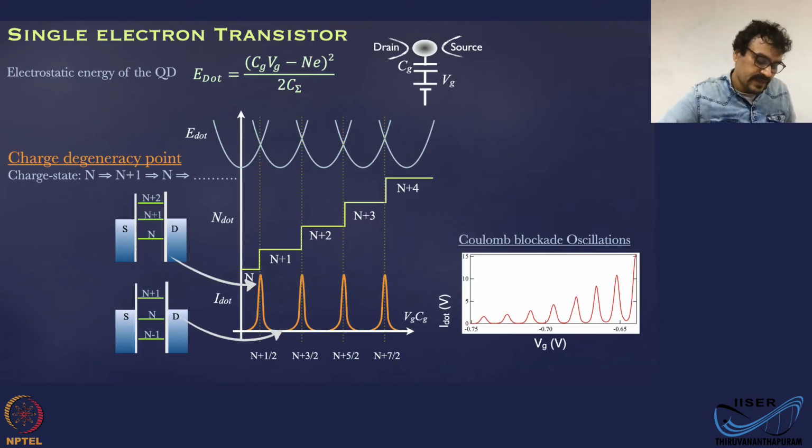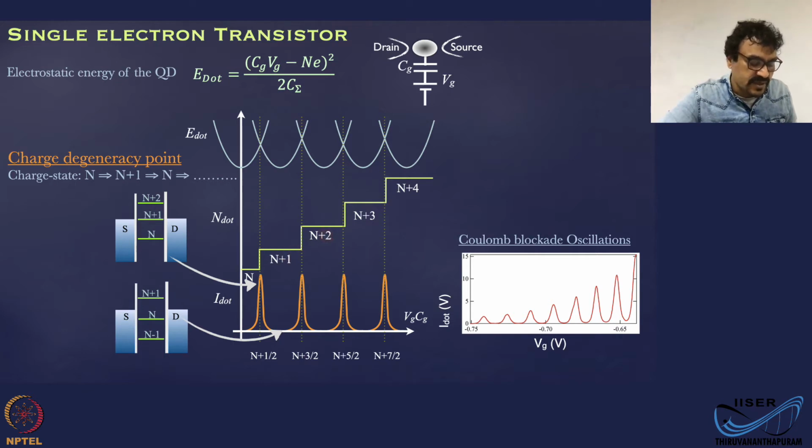So let's look at this total energy versus gate voltage diagram. You have this parabola, and at the charge degeneracy point, it is favorable for an electron to go on and off the island, or two charge states are degenerate, meaning they have the same energy. For example, n and n plus 1 have the same energy at this point.